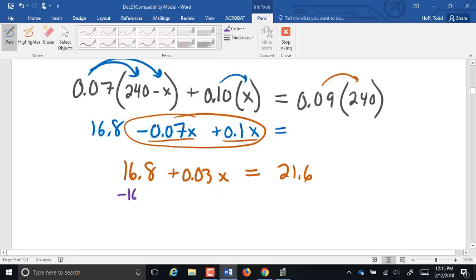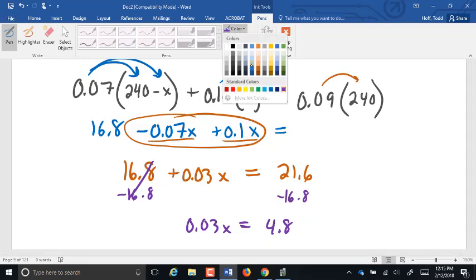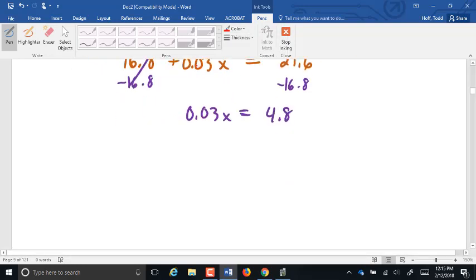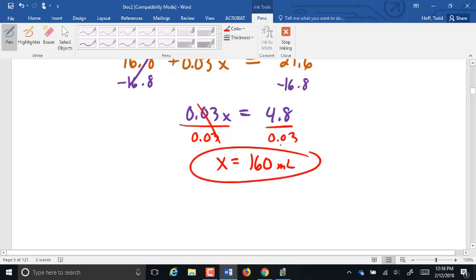So we are going to subtract 16.8 from both sides. So I have 0.03x equals, over here, 21.6 minus 16.8 is 4.8. And finally, we'll divide by 0.03. So that's gone. X equals, what does that come out to be? 160, I believe, milliliters. So X is 160.